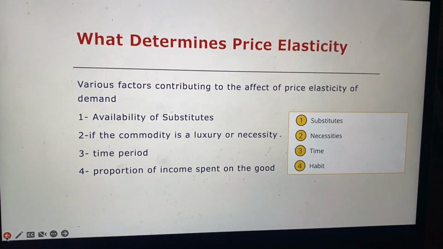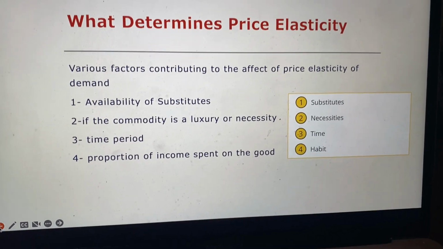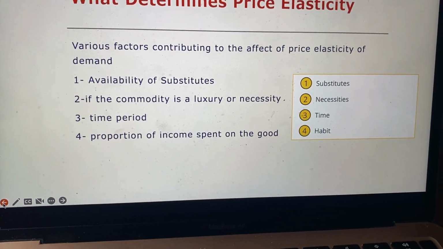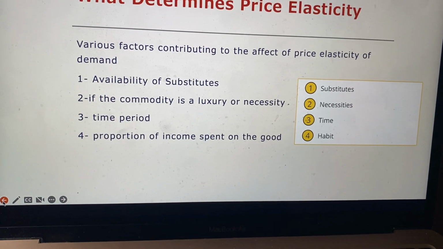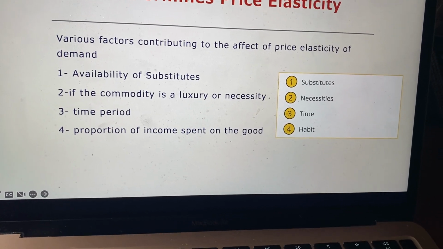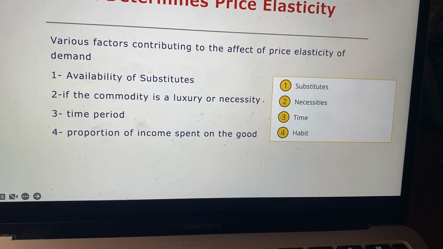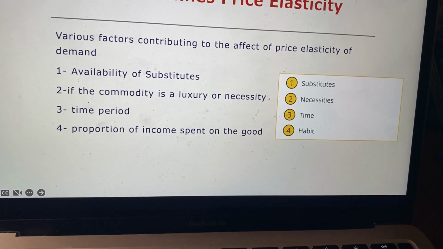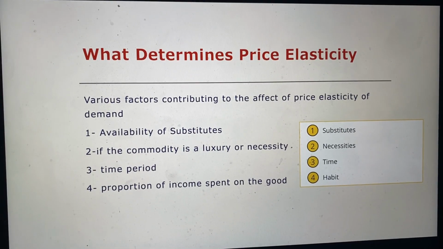And also time period and income. If a product represents a smaller portion of your income, then a change in the price of it will be of less strain to the consumer. For instance, if we talk about a luxury good, if we increase the price, then demand will be less elastic than if the price of a basic necessity such as tissue paper is increased.